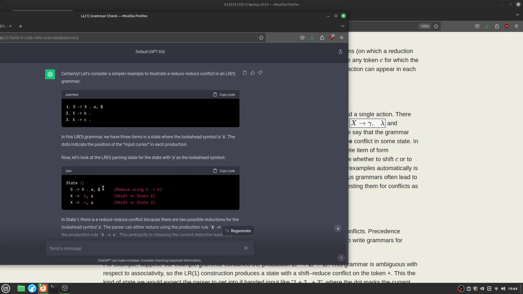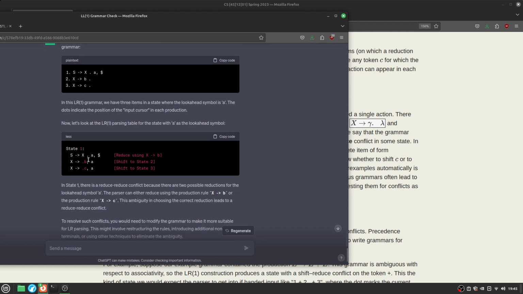Alright. So it's when a non-terminal can tend towards multiple different terminals, I guess, with the same look-ahead token. Okay.